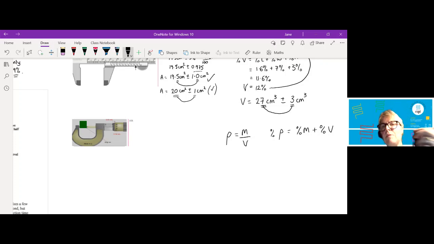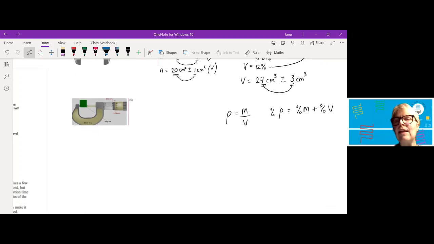So we have to add the percentage uncertainties together. It doesn't matter whether it's divide, you're still using it once in the equation, so we just add them up. So if we say, for example, that the mass is 120 grams, and let's say that the percentage uncertainty in the mass is 5%, I'm just making this up, I'm not using the mass from the previous scale that we had, so the percentage uncertainty in the density would be 12% plus 5% equals 17%.